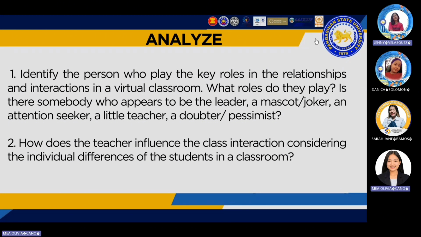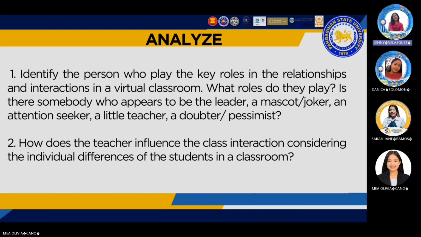Good day everyone. In these slides is the analyze part. Number 1, identify the person who plays the key roles in the relationships and interaction in the virtual classroom. What roles do they play? Is there somebody who appears to be the leader, a mascot or a joker, an attention seeker, a little teacher, a doubter, or a pessimist?